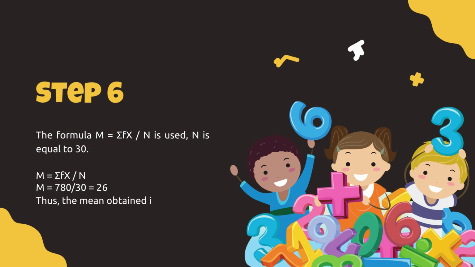So, n is equal to the total number of frequency, which is 30 here. So, we can calculate mean is equal to 780 divided by 30, which is 26. So, for this group data, we have calculated the mean with the help of the formula summation fx divided by n, and we got a score which is 26.